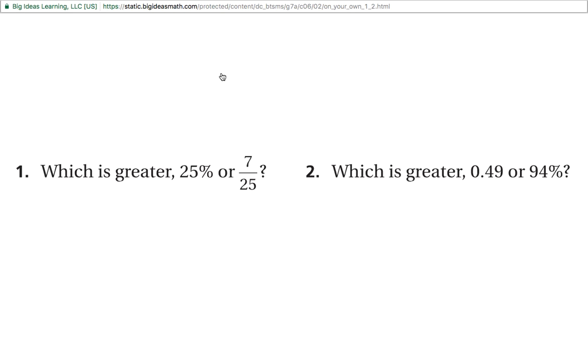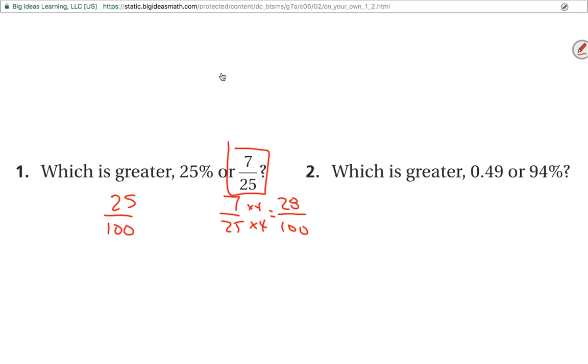All right, so here's how I would interpret this one. Which is greater, 25% or 7/25? I'm going to take that 25% and make it 25 out of 100. And then I'm going to take this 7 over 25 and change this denominator to 100. This one's 28 hundredths. That one's 25 hundredths. Therefore, 7/25 is bigger.